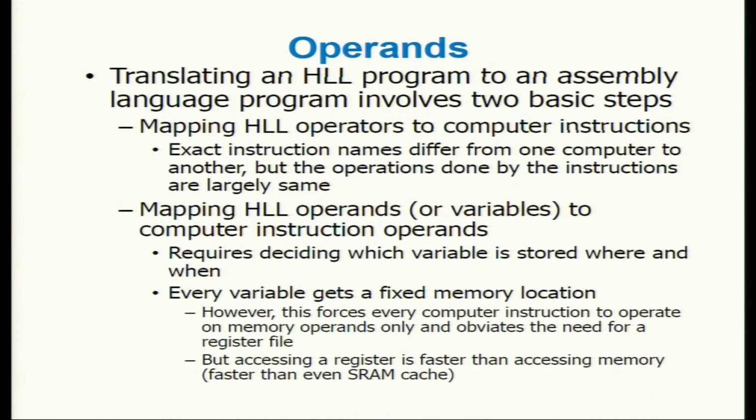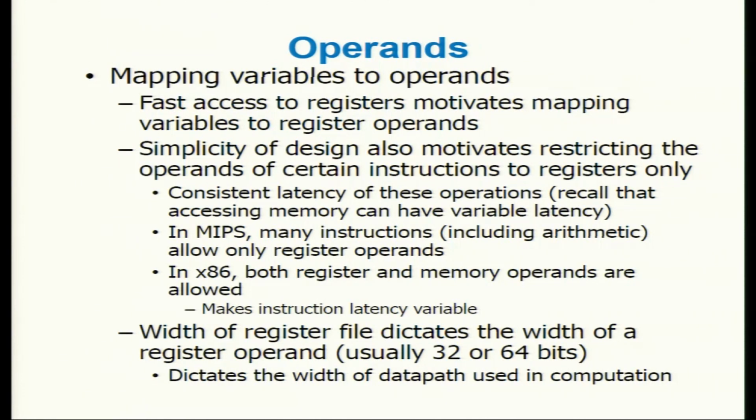So we need a faster storage, and accessing a register is faster than accessing memory. That means we want to store something in registers as well. We want to use a register. So fast access to registers motivates mapping variables to register operands. And the simplicity of design also motivates restricting the operands of certain instructions to registers only. That is, you want to say that certain instructions cannot even access memory. You always want to operate those instructions from registers only.